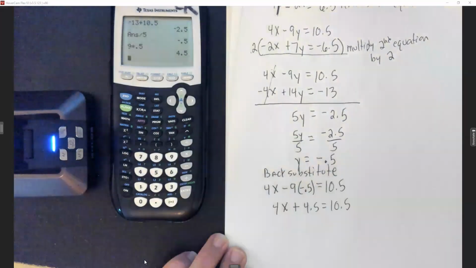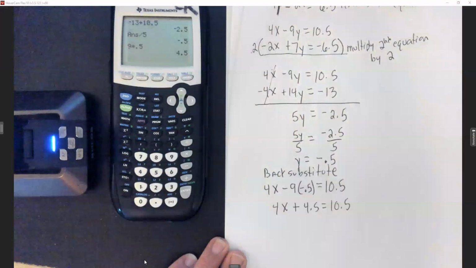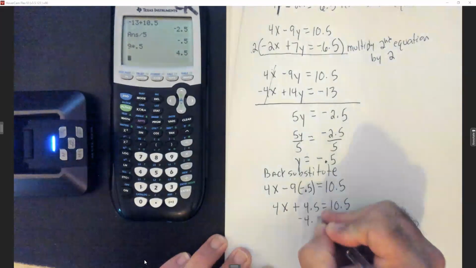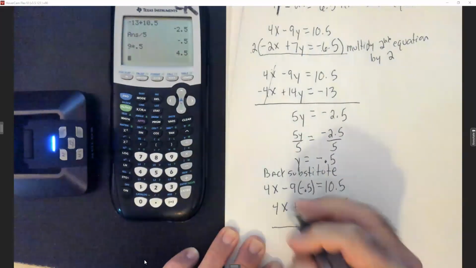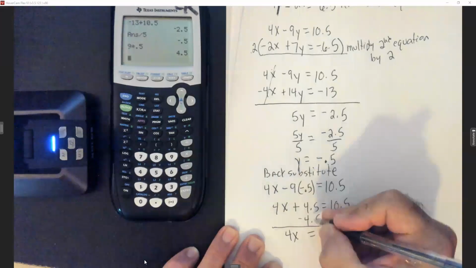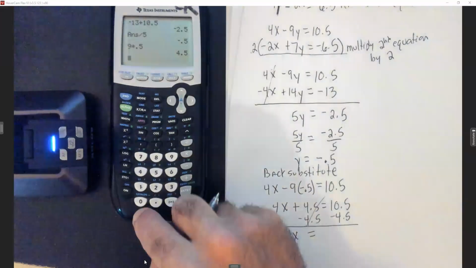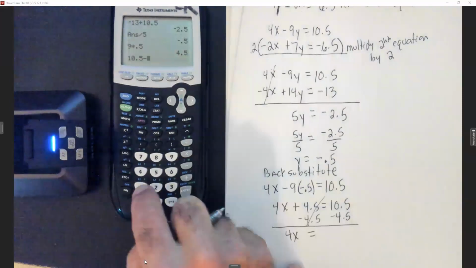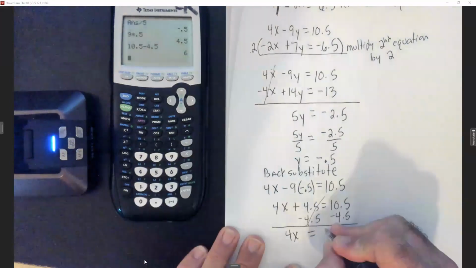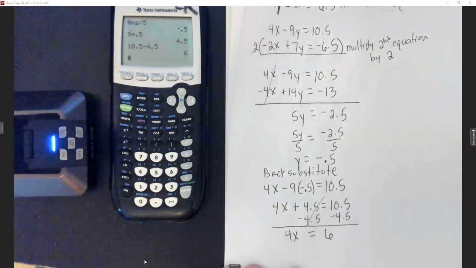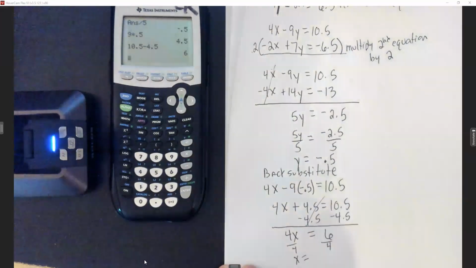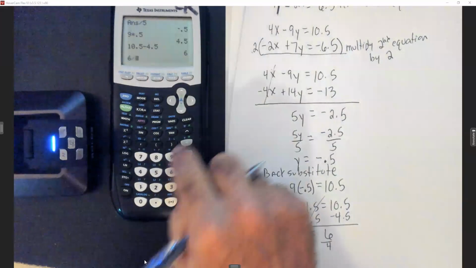All right, y'all, what about moving this number over by subtracting 4.5? So let's see what we get. We get our 4x. 4.5s are going to cancel. 10.5 minus 4.5 should give me a 6. Y'all did last step, divide by 4. So let's see, 6 divided by 4 is going to give me 1.5.